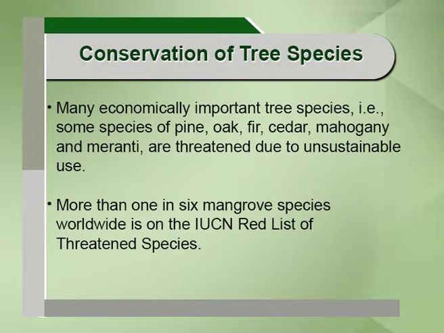So, we find so many species and 10% of the total are threatened with extinction. That means we cannot see them anymore. Many economically important tree species, that is the species of pine, oak, fir, cedar, mahogany and meranti, are threatened due to unsustainable use. More than 1 in 6 mangrove species worldwide is on the IUCN red list of threatened species.